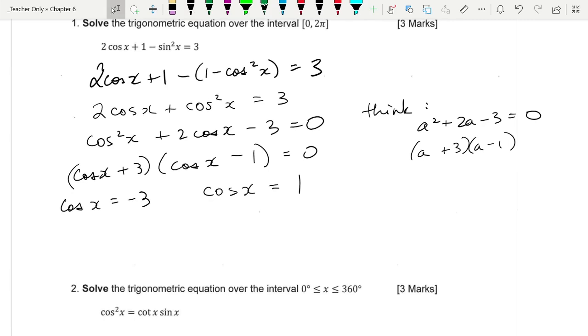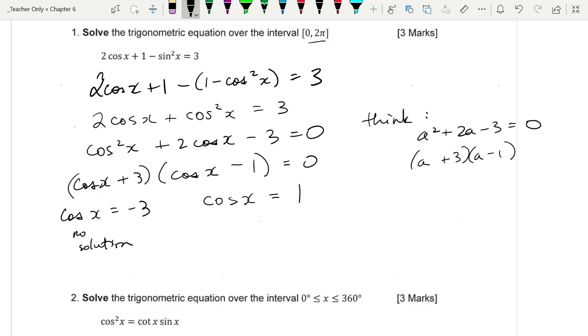What can I do with the cosine of x equals negative 3? Nothing. That doesn't exist, right? Cosine can't be smaller than negative 1. So that one has no solution. The only solutions I have are when cosine of x is 1, and of course be mindful of your interval. Your interval tells us two things. It tells us A, we're in radians because it wants to 2 pi, and B, don't keep counting after you find answers between 0 and 2 pi. You just stop between there and there.